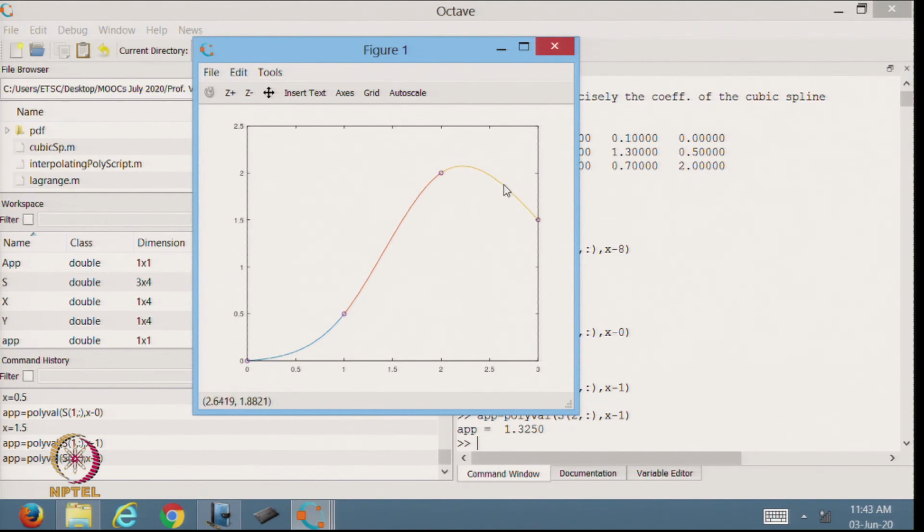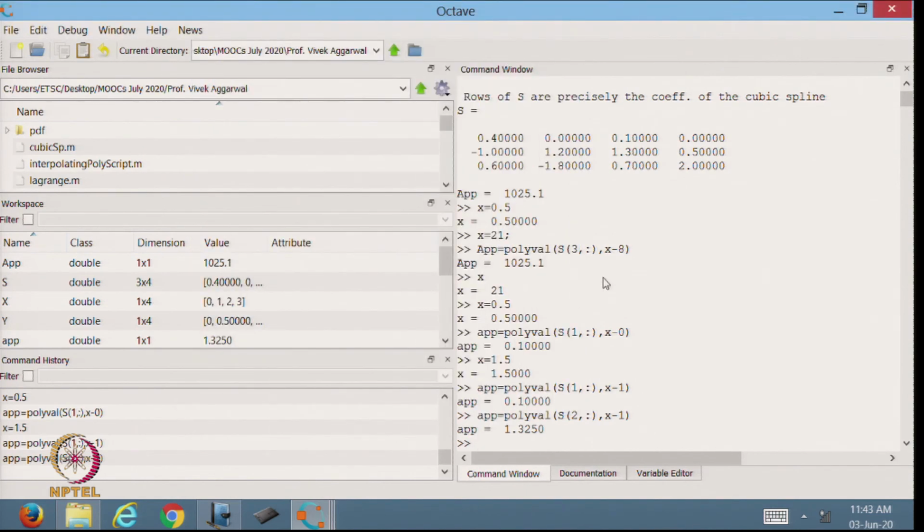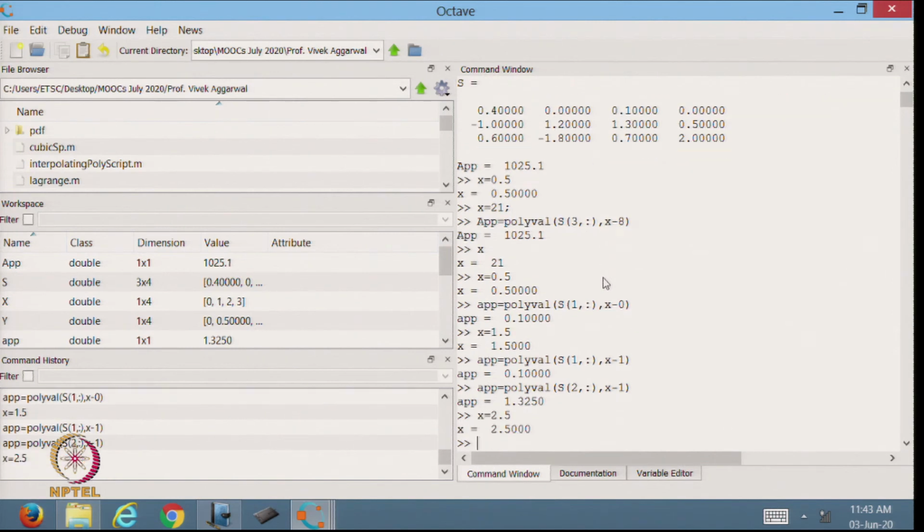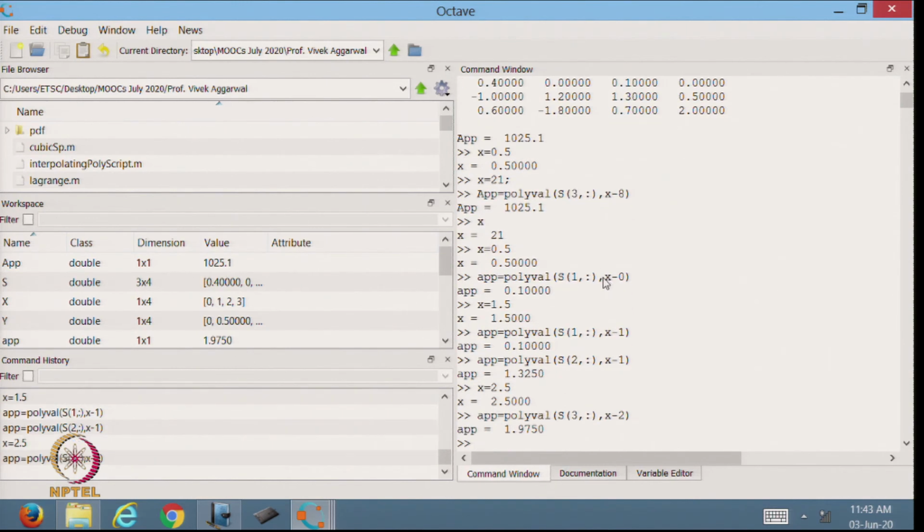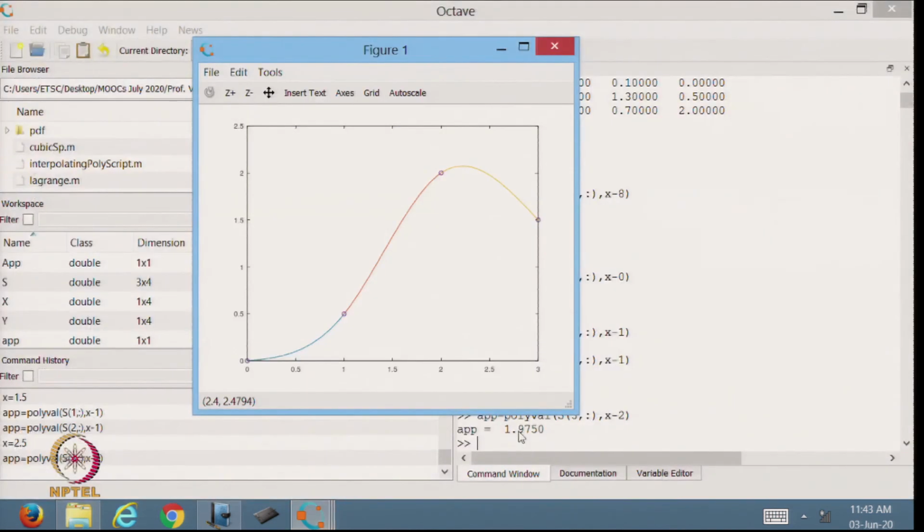So, the same way we can define for 2.5. So, it should be somewhere. So, let us try to define the value at 2.5. So, suppose I take x is equal to 2.5 and then it is falling in the third polynomial cubic spline and the third is passing through the 2. So, it is 1.97. So, you can see that it is my 2 and coming at 1.97, close to 2. So, that value is given.